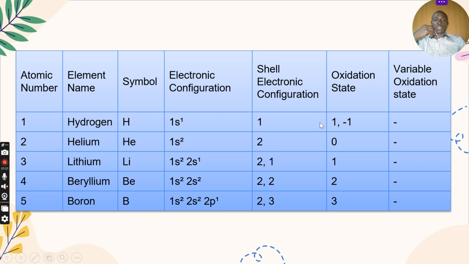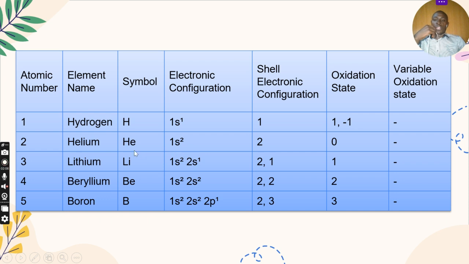When an element loses an electron, it becomes positively charged because the number of protons is now more than the number of electrons. As such, it will make the element become positively charged. And then if an element gains an electron, it becomes negatively charged because the number of electrons is now more than the number of protons. So that is why you see +1 and -1. -1 means that hydrogen can also gain 1 electron, and +1 means hydrogen can also lose 1 electron.